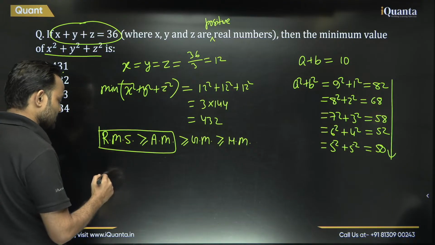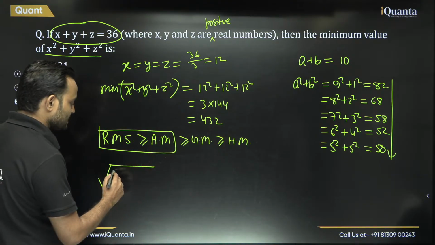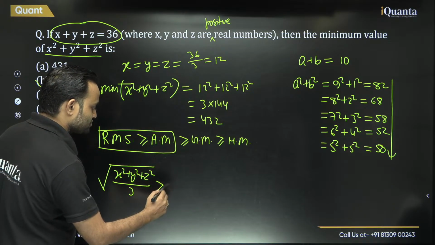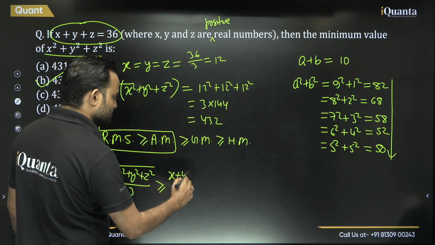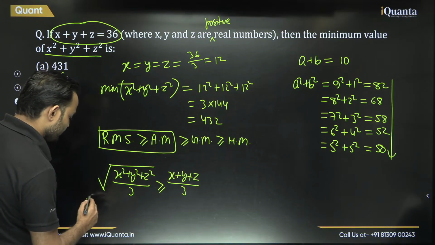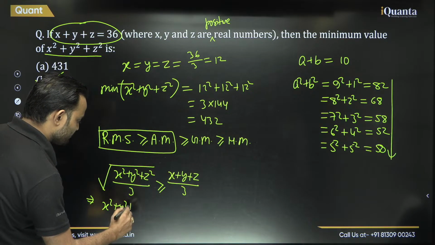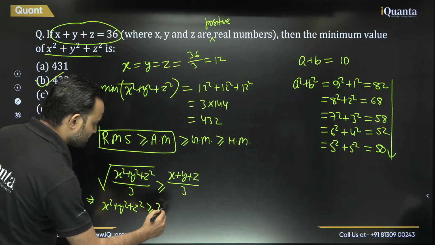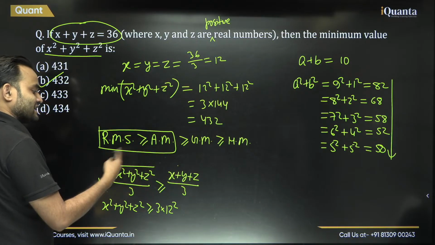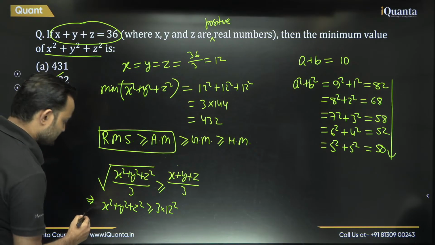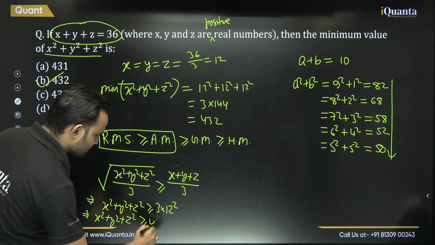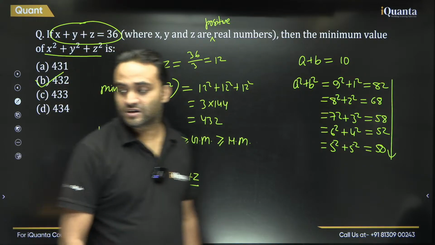What is RMS? RMS of three numbers x, y, z is equal to the square root of (x square plus y square plus z square) divided by 3. Root mean square is greater than or equal to (x plus y plus z) divided by 3. So from there you get x square plus y square plus z square is greater than or equal to 3 times 12 square. If you take the square, this will become 12, and then 12 square. This 3 will go to this side. We can say x square plus y square plus z square will always be greater than or equal to 432. That's why the minimum value is 432.